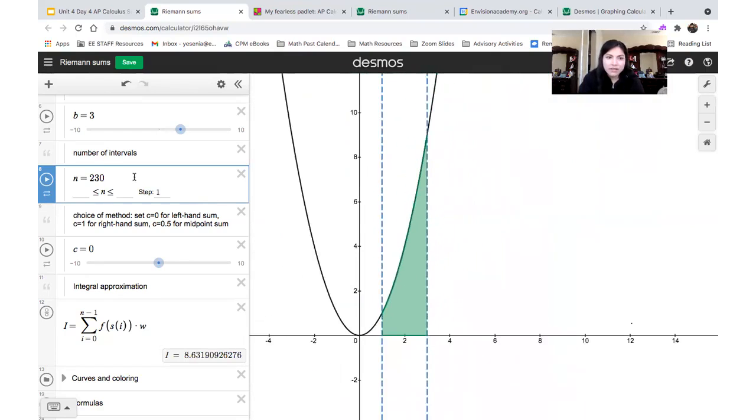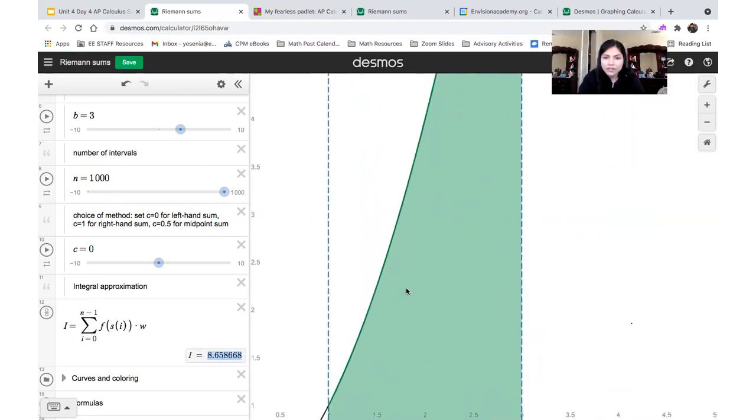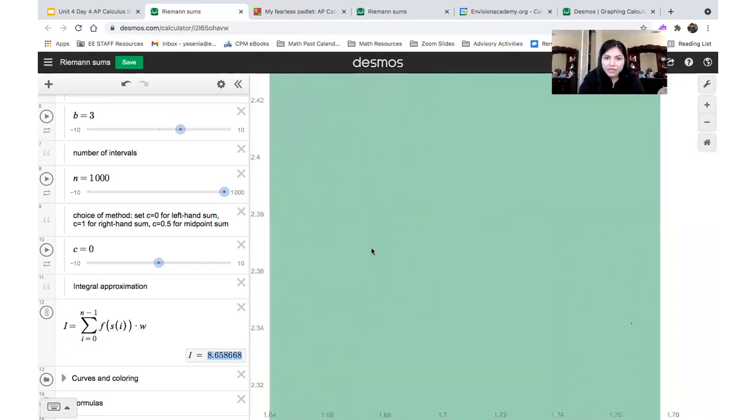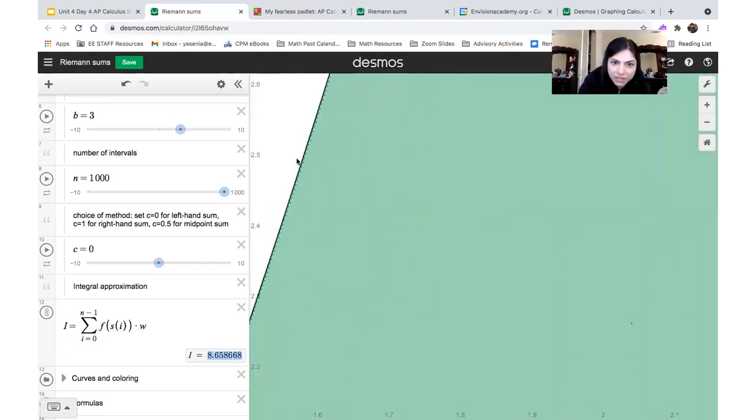Ultimately, we even did 1,000. And take a look at the area estimate, about 8.66. If you round it, again, this looks fully filled in. And if you zoom in, it's going to be hard. Like, whoa, where's the white space? But eventually you'll see it. You'll see some white space right here.